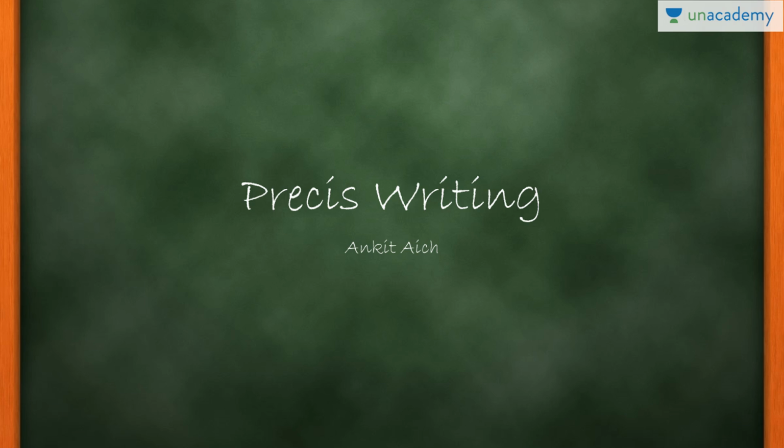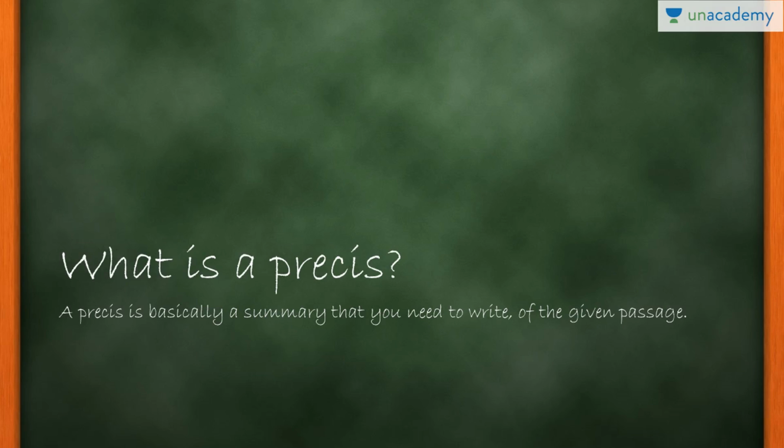So, Preci writing. Now, what is a Preci? That's the first thing. So, a Preci is usually a summary that you need to write. So, you'll be given a passage, and this passage is usually of 180 to 200 words, not more, not less. So what you need to do is write a gist of this passage, a summary of this passage that is given to you. There are lots of different formats of the summary, different types of questions that can come, but at the end of the day, all you need to do is write the summary.